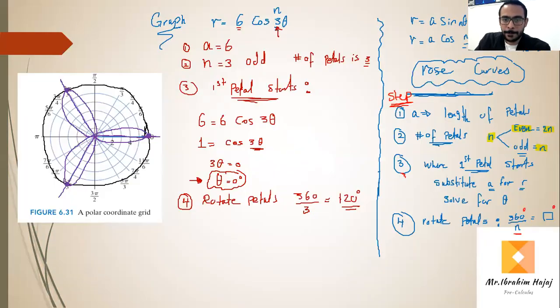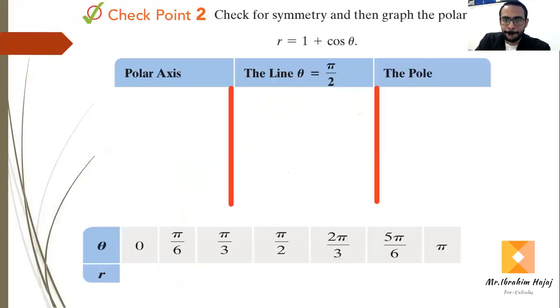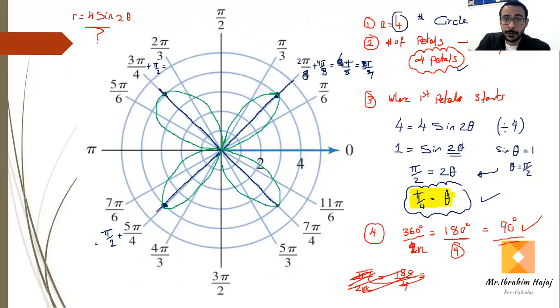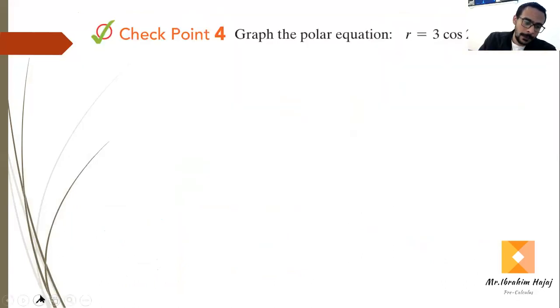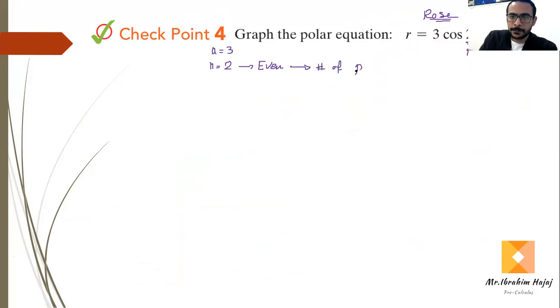First of all, A equals 3 in Checkpoint 4. First of all, it's a rose. n equals 2, so it's even, so the petals are 4. It's even, so the number of petals is 4, which is double n.